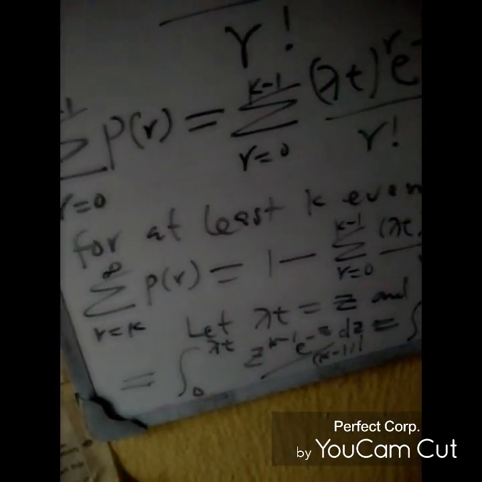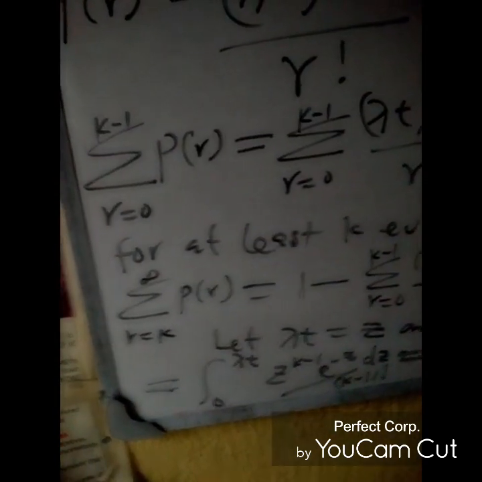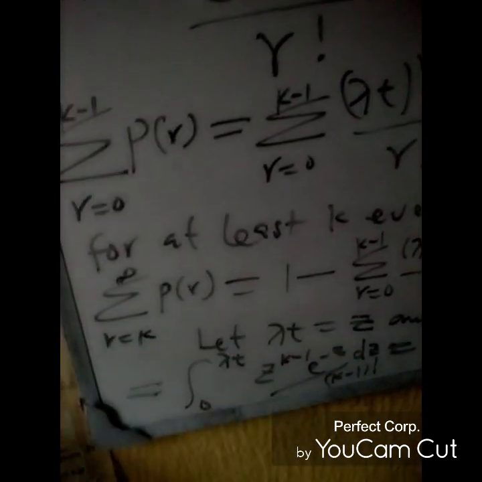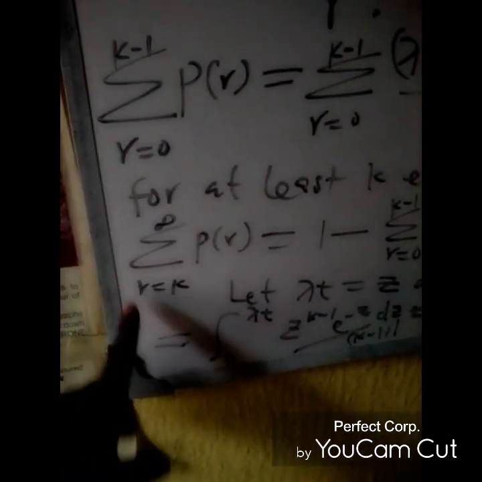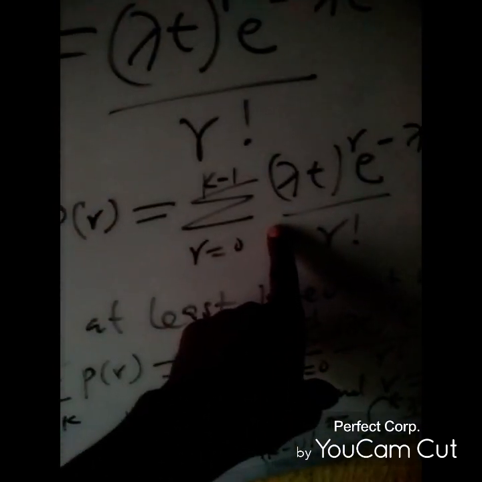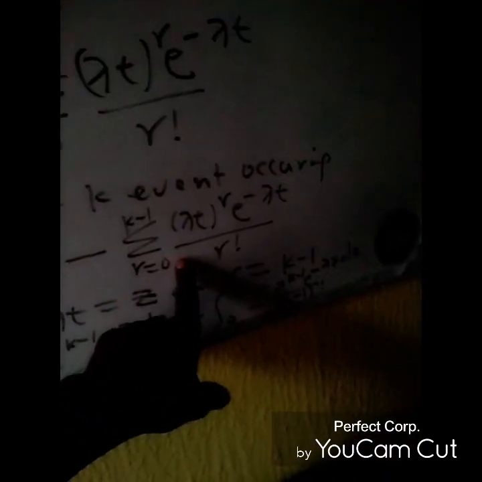But if you want to consider at least k events, meaning that it can be k and above, it then means that it runs to infinity. Here you have r running from k to infinity equals 1 minus this distribution here. Now we make a transformation.